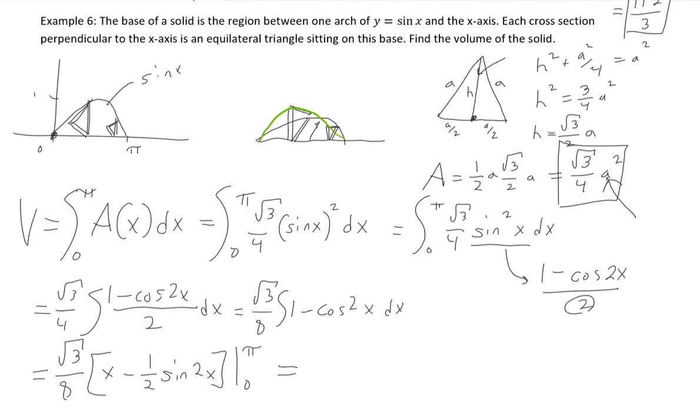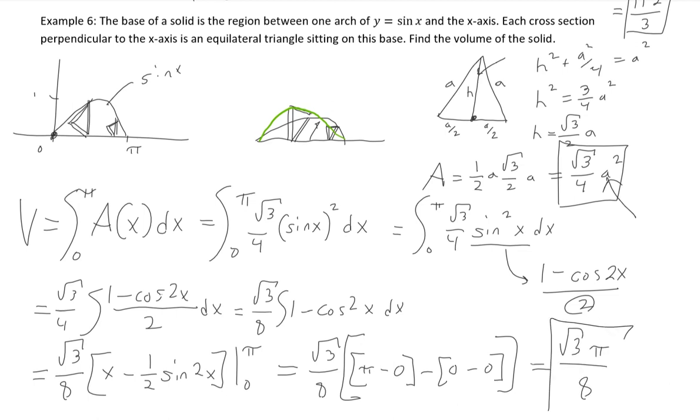Okay, now to find the actual solution, plugging in our bounds there. All right, I'll keep that root 3 over 8 outside first. If I plug in pi, I get pi minus sine of 2 pi. Sine of 2 pi is 0. Minus, if I plug in 0, I get 0 minus sine of 0, which is 0. Look at all those zeros. That makes it really, really nice. Therefore, the answer is just root 3 over 8 times pi, or root 3 pi over 8. That would be my end solution.